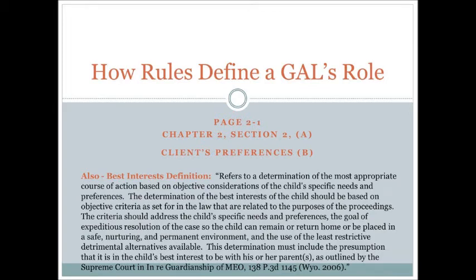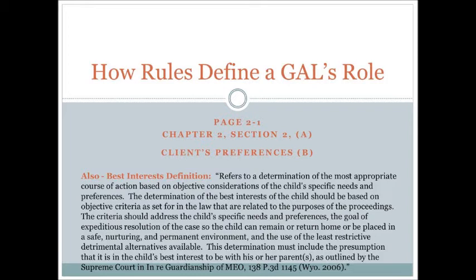The rules define a GAL's role on page 2.1 in Chapter 2, Section 2, and talk about that hybrid role that we've already discussed, but also define what a child's best interests really are, which is an issue that I think lots of people struggle with. So the definition is that it refers to a determination of the most appropriate course of action based on objective considerations, and note it's objective, not subjective, of the child's specific needs and preferences. The determination of best interest should be based on objective criteria as set forth in the law that are related to the purposes of the proceedings.